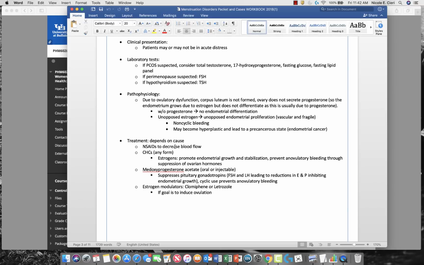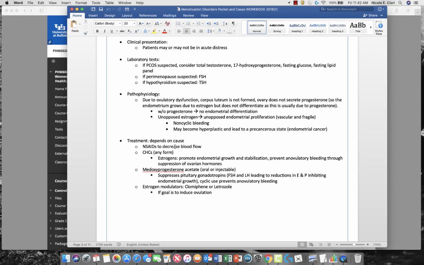Some non-pharmacologic recommendations, especially if it's due to PCOS, can be weight loss to improve regularity, ovarian function, decrease hirsutism, and improve therapy, such as fertility therapy. Other non-pharmacologic recommendations can depend on the cause, so there are non-pharmacologic recommendations for menopause management or hypothyroidism. Then we can use, again, combined hormonal contraceptives.